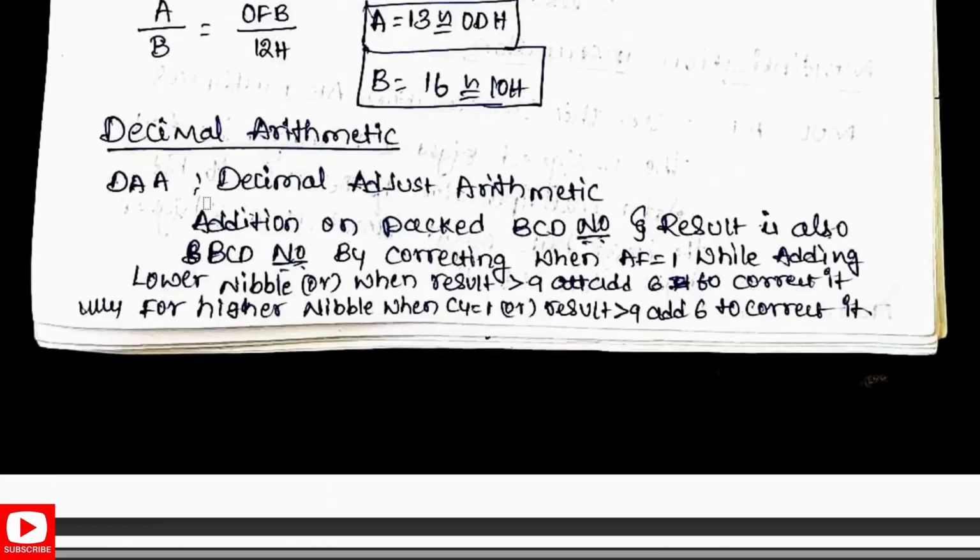Decimal arithmetic, that is DAA, decimal adjust accumulator. It is addition on packed BCD numbers, and the result is also a BCD number. By correcting when AC is 1, while adding the lower nibble, when the result is greater than 9, 6 gets added to correct it. Similarly, for the higher nibble, when CY, that is carry, is 1, or the result is greater than 9, we have to add 6 to correct it.